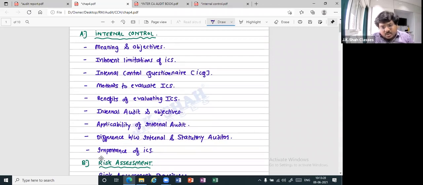We have to learn what are the meaning and objectives of internal control, what are the inherent limitations of internal control, what are the internal control questionnaire, methods to evaluate internal control, benefits of evaluating internal control, internal audit and its objectives, applicability of internal audit, difference between internal and statutory auditor, and importance of ICS.